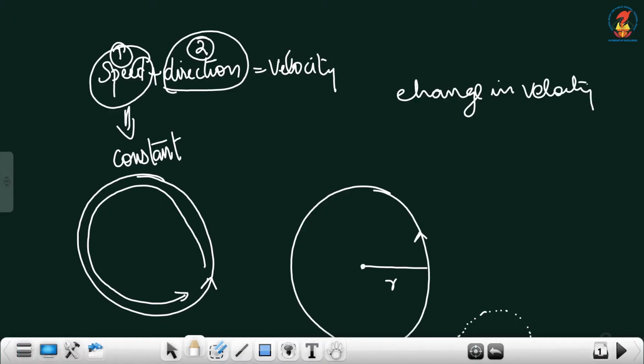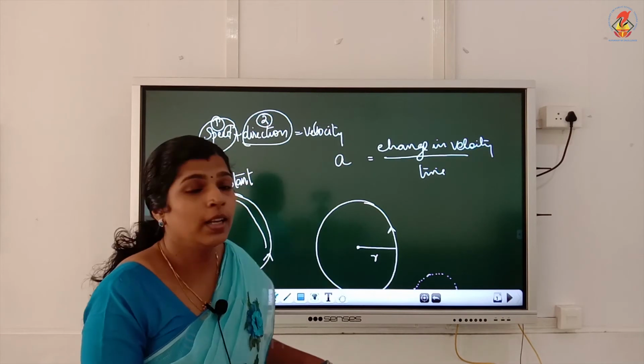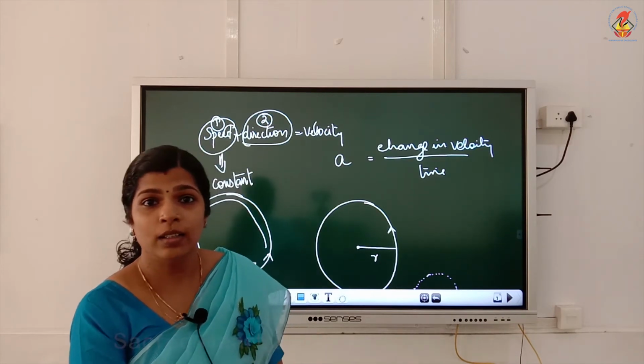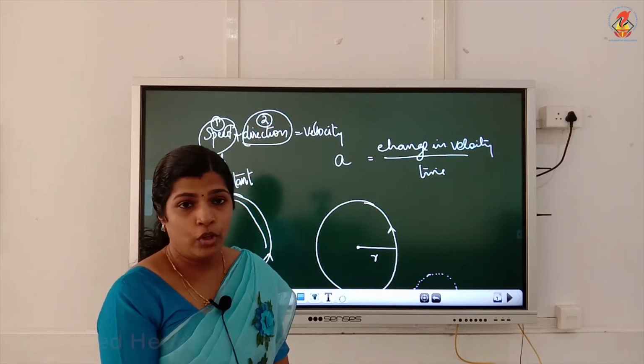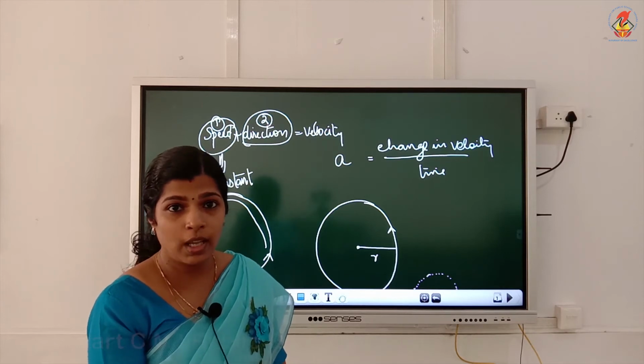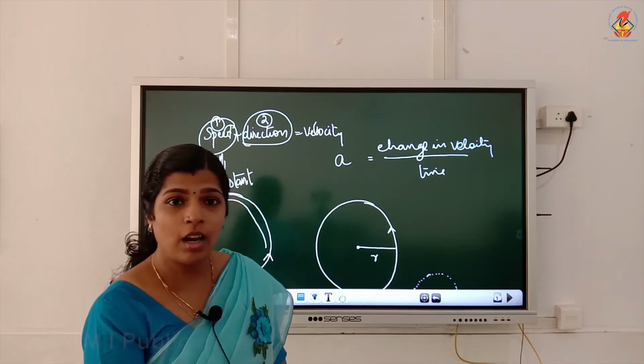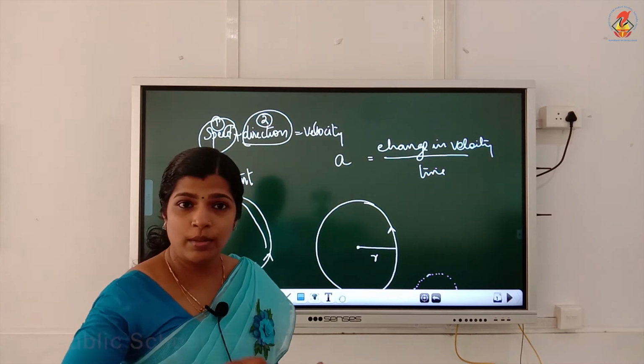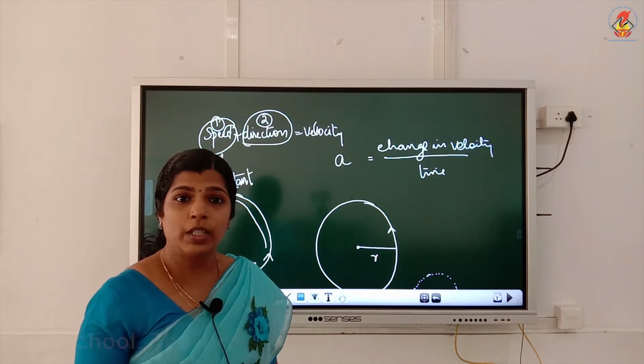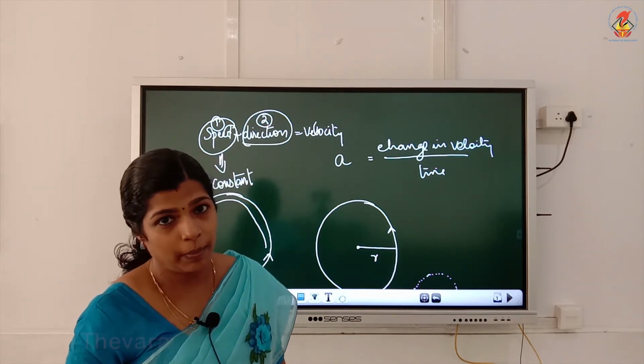Change in velocity by time, that is known as acceleration. So, uniform circular motion is an accelerated motion. Circular motion means when the object is moving along a circular path.